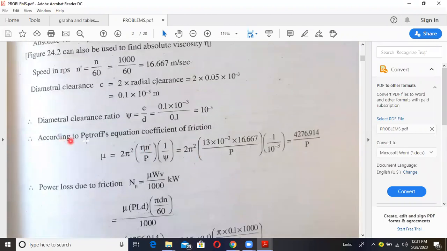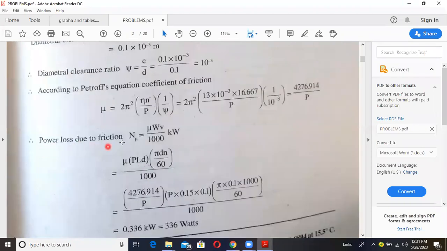Next, we are going to calculate the coefficient of friction based upon McKee's equation. If it is not given, always prefer Petroff's equation to calculate the coefficient of friction. We know the formula: mu equals 2 pi square eta N dash by P into 1 divided by xi. Substitute eta, N dash, P, xi, and calculate mu. Once you get mu, the formula to calculate power loss is mu W V divided by 1000, in kilowatts. This is the formula to calculate power loss.